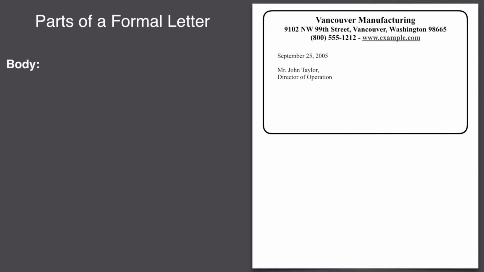After that, you just have to leave a line and start off with the name and address of the person or the business that you are addressing, the person to whom you are writing here. So the name is given here in the format, and then the designation. In the example you can see here, Mr. John Taylor, with the designation as Director of Operations. Below that, you have to write down the company name and the address of the company.